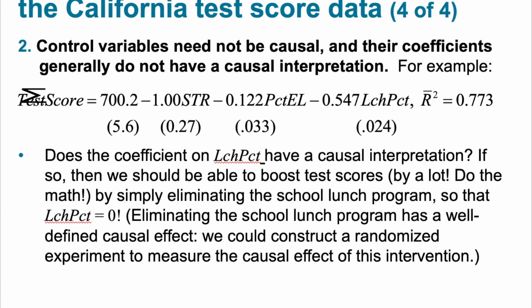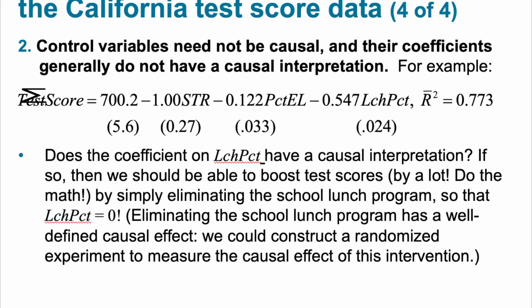Okay, so let's think about this. Eliminating the school lunch program has a well-defined causal effect. We could construct a randomized experiment to measure the causal effect of this intervention. We would expect that eliminating the school lunch program would decrease test scores, right? Because students need access to lunch, period. So you would expect that there would be a positive coefficient if we were making a causal interpretation on this variable.